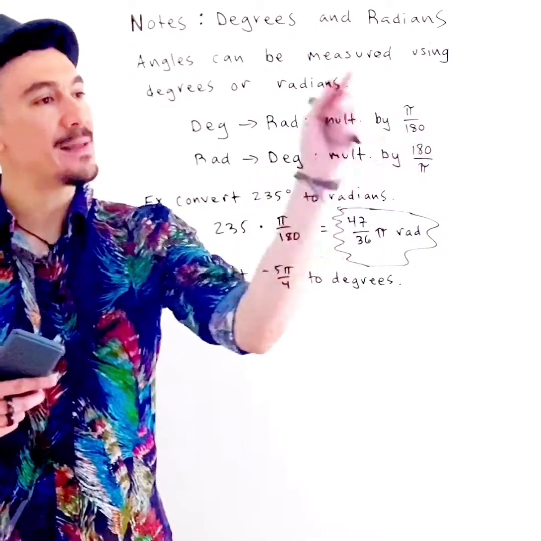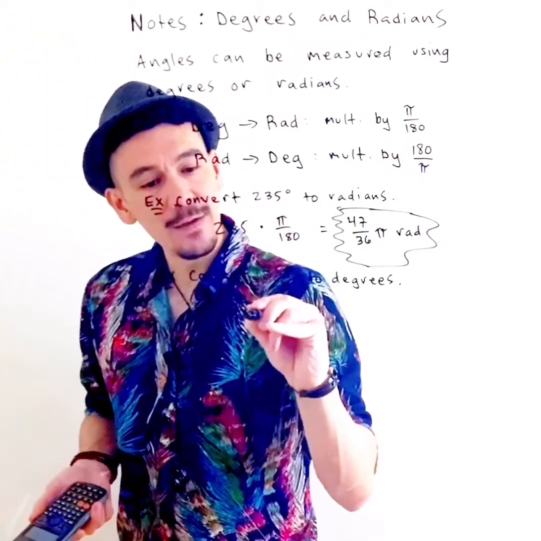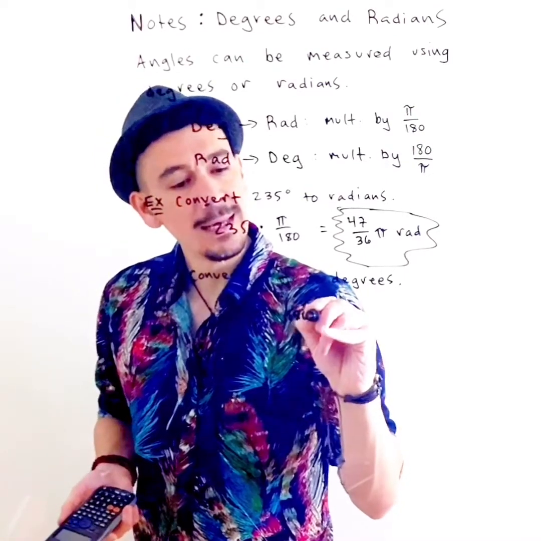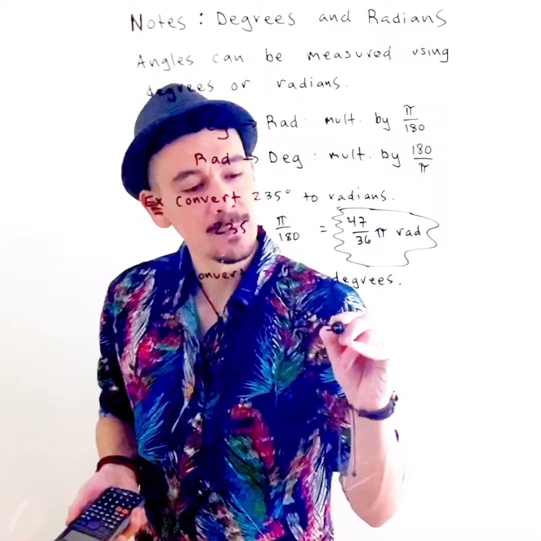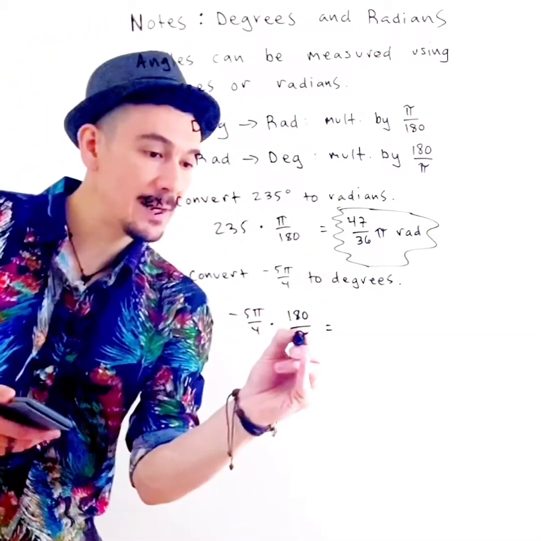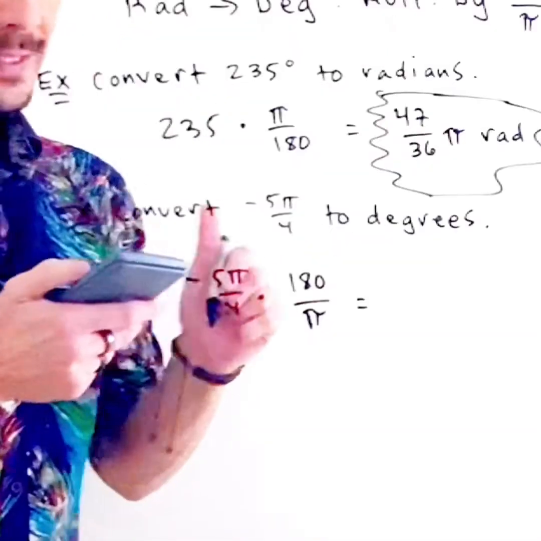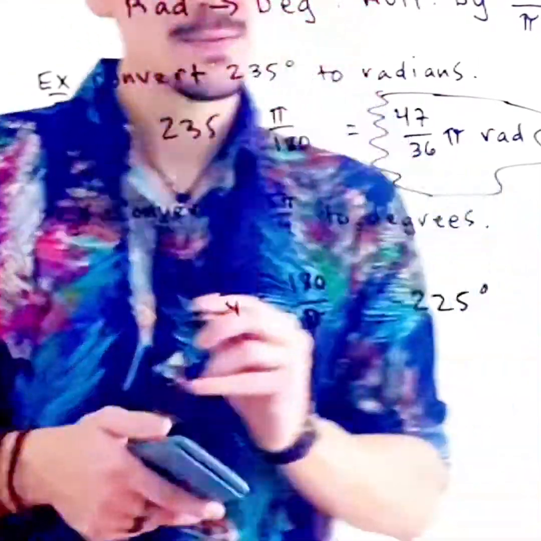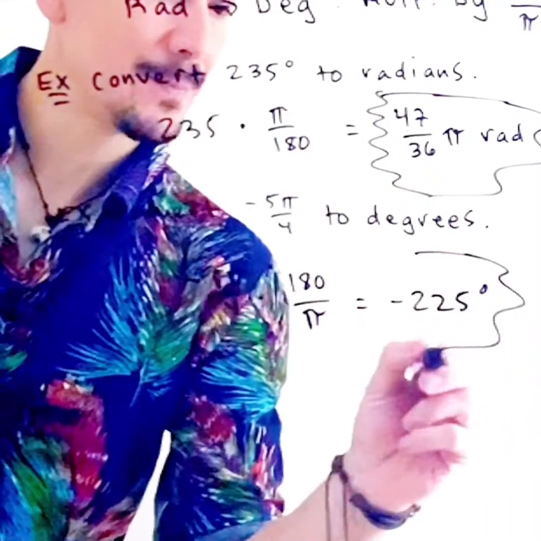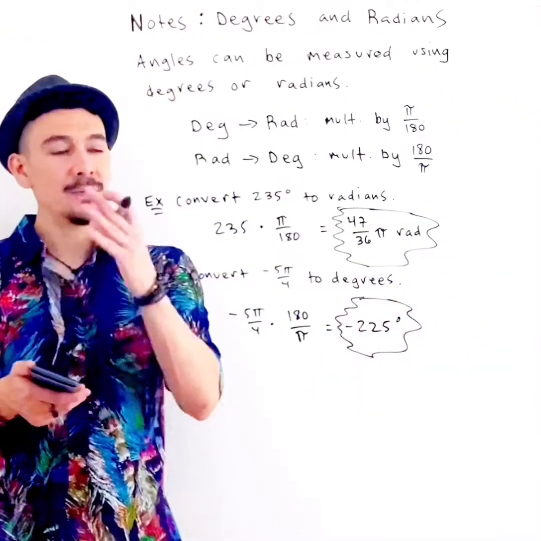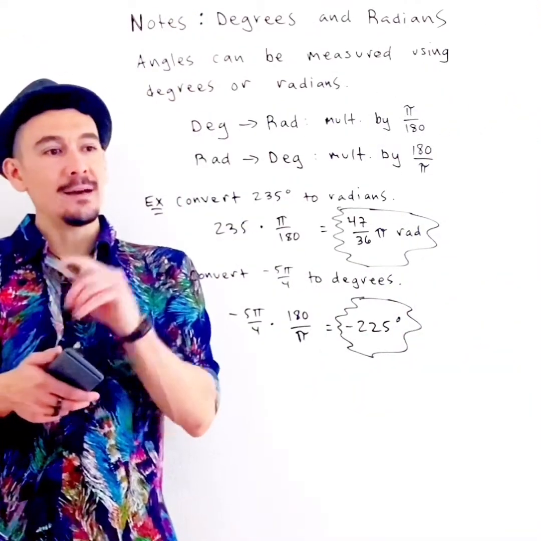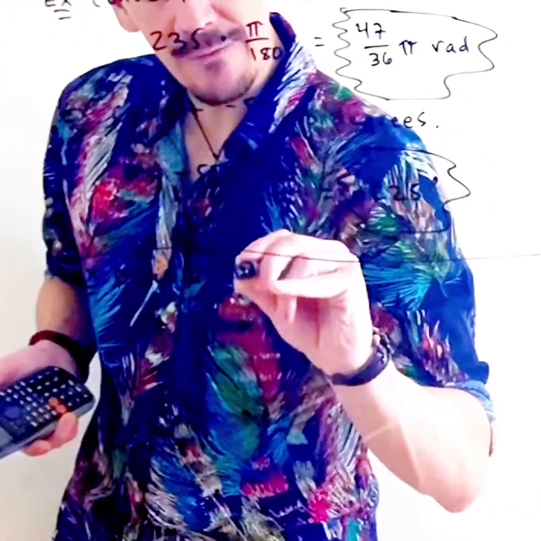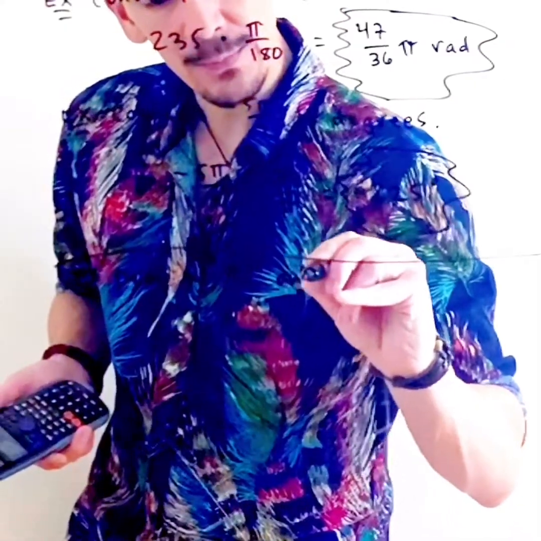You multiply by this. So let's go negative 5 pi over 4 times 180 over pi. And literally just type that into your Casio calculator. And we get negative 225 degrees. Done. Now, another thing that I want to do before I let you go is the idea of drawing a picture of an angle. Draw a 97 degree angle.